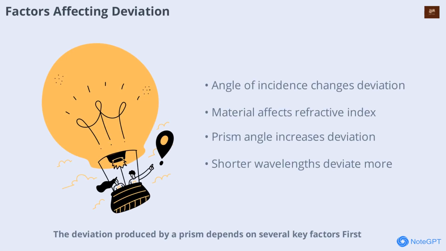Deviation produced by a prism depends on several key factors. First, the angle of incidence. As it increases, the deviation first decreases, reaches a minimum, and then increases again. Second, the material of the prism or its refractive index. A higher refractive index means greater deviation. Third, the angle of the prism itself. A larger angle leads to more deviation. Finally, the color or wavelength of light matters. Shorter wavelengths deviate more. These factors together determine how much the path of light bends as it passes through a prism.